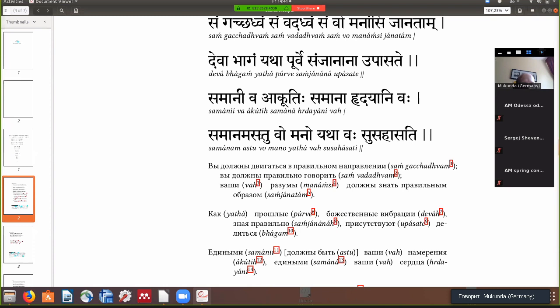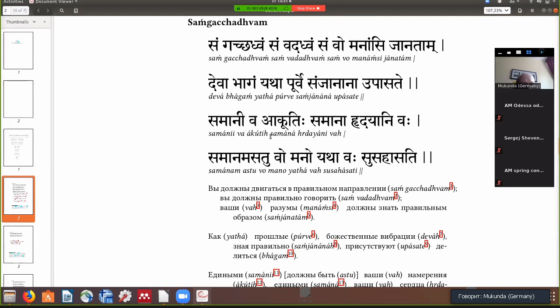So samanam astu, actually this should be a conjunct consonant. There should be not this vertical bar, but part join with the T. Do we have another one? Okay, that I have to do later.